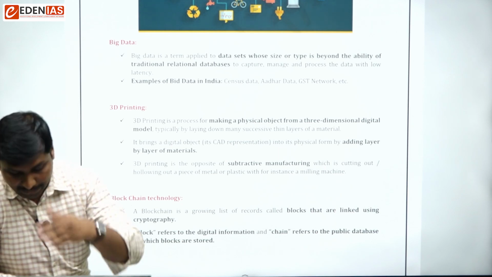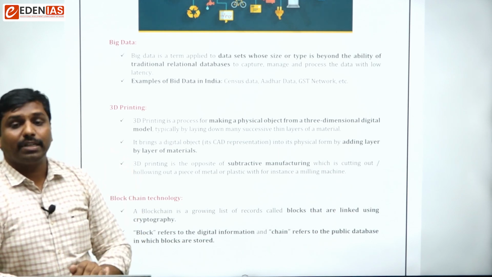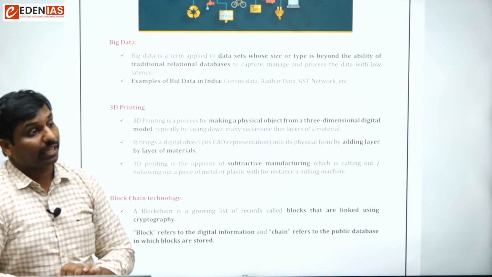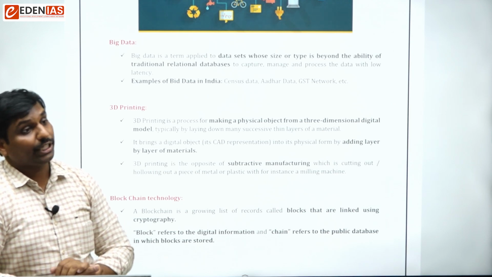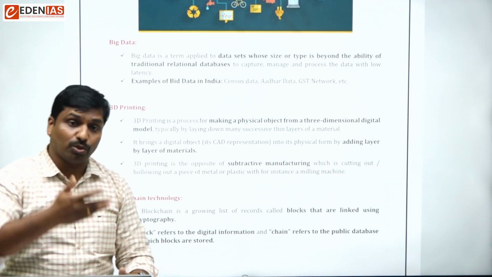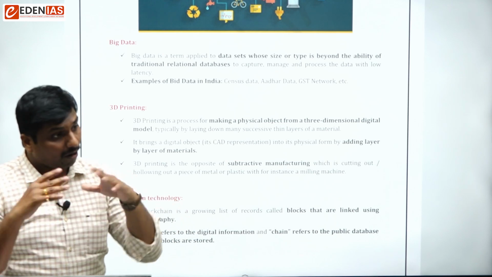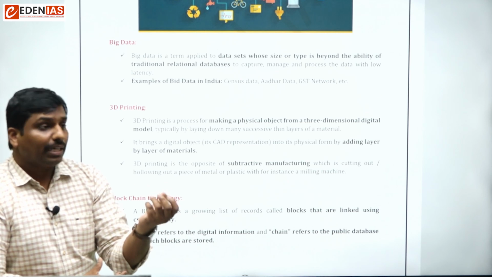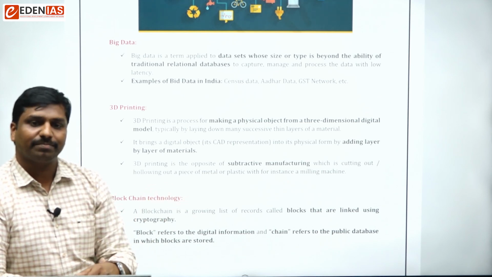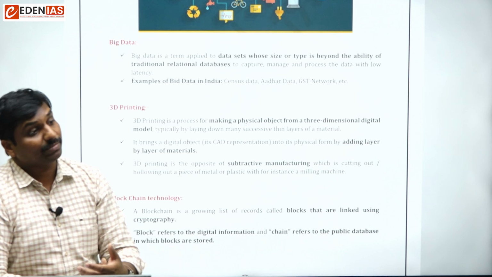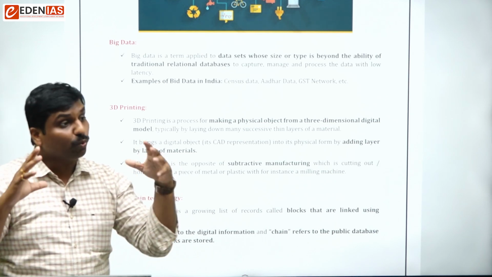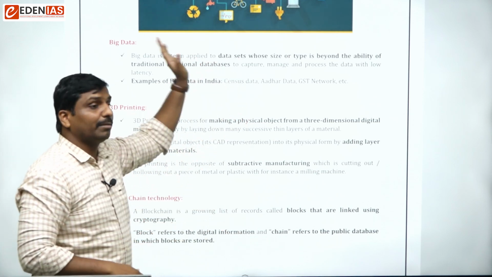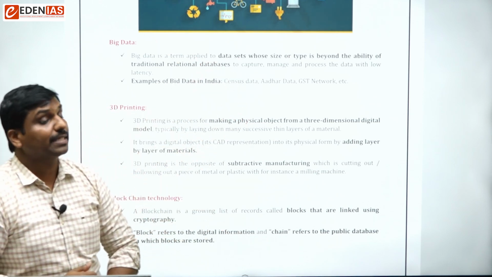Just take the example of census data. There are more than 140 crores of Indians as of now. If you want to store the information about all 140 crores of people, can a normal computer store it? No, obviously for that we need something else. Such a database, whose volume is beyond the ability of traditional databases to store, is known as big data.